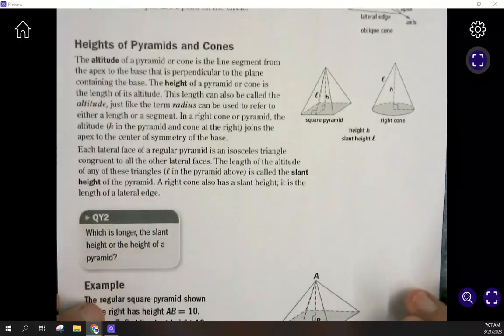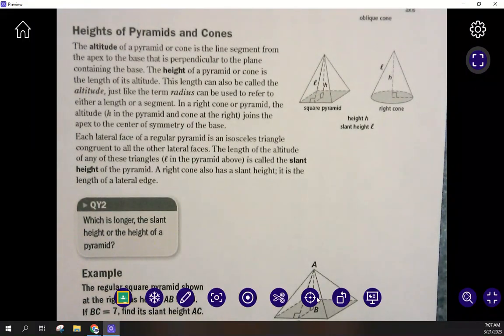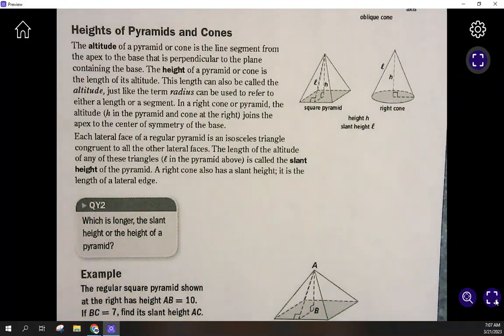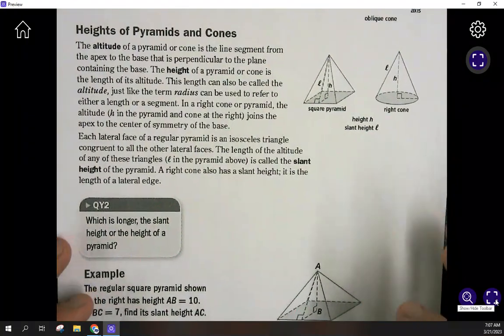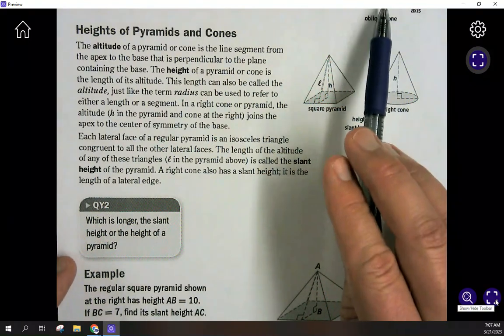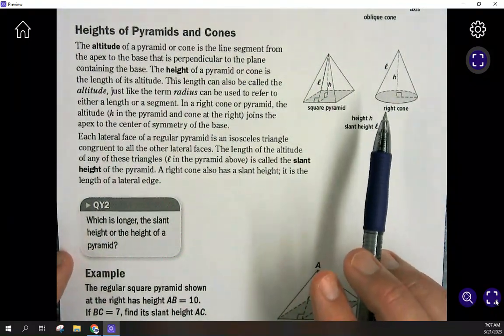All right, and then we're going to talk about some basic measurements and some things that we can find with these, using those lateral edges, the axis, the apex. And eventually we're going to start finding some mathematical measurements in these with volume and surface area, and we'll have to use all of these different measurements, so we'll need to know this vocabulary. So that's why we're going over it.